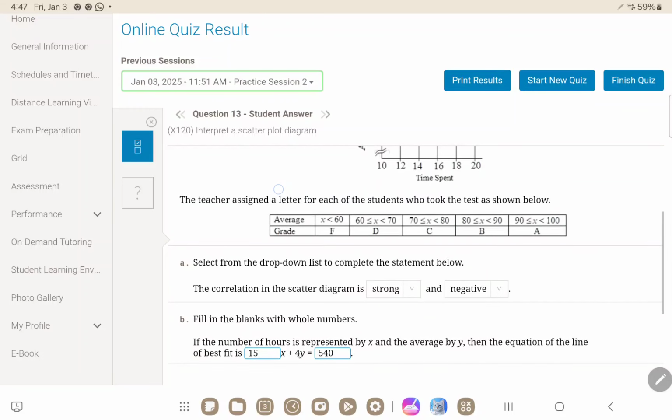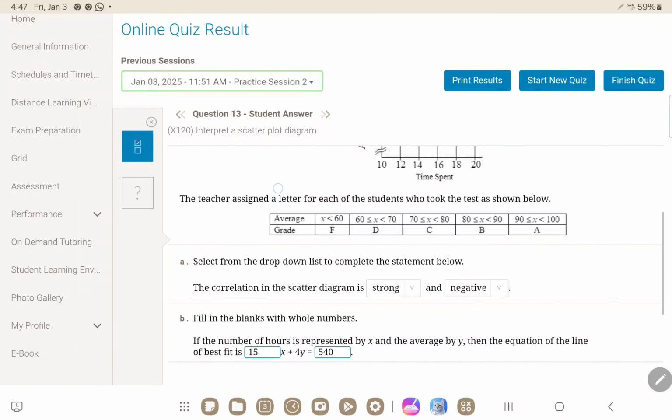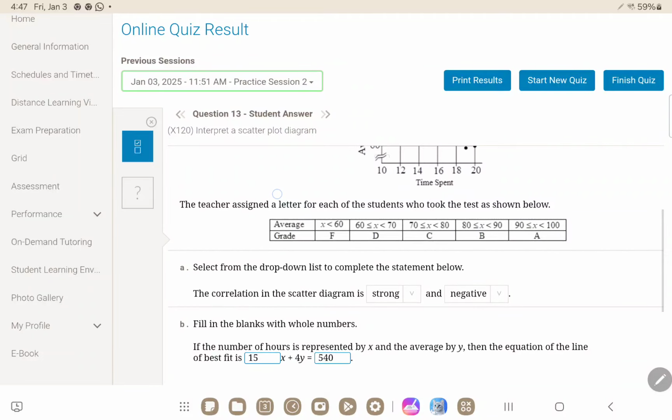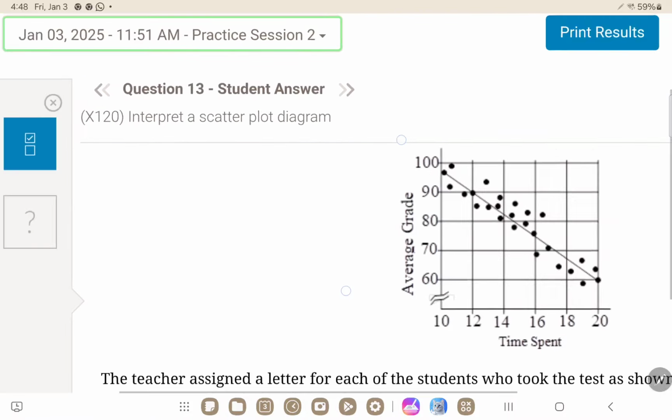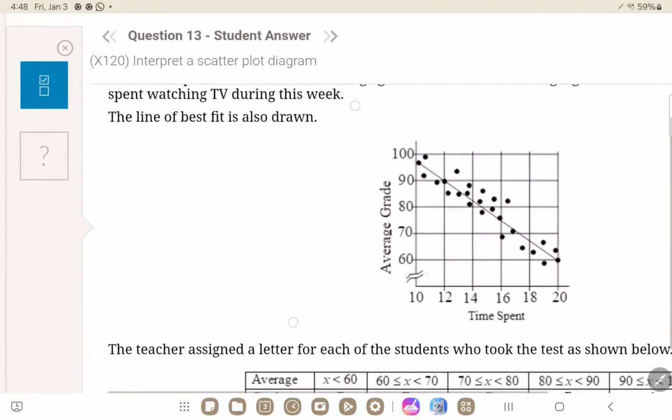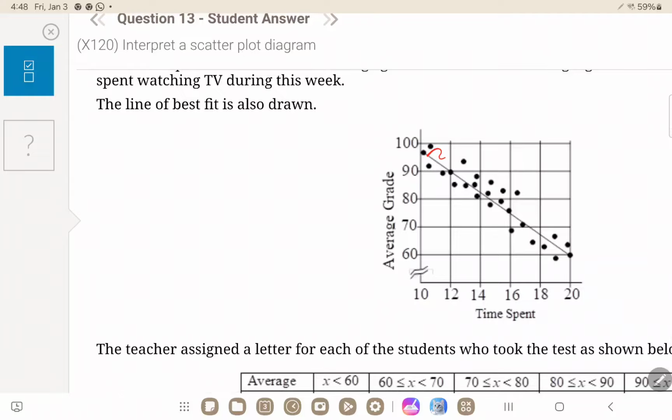Now part B, the number of hours represented by X and the average by Y, then the equation of the line. They want us to find the equation of this line. So, wait, but can I see something? Okay. So to find the equation, we need to use, again, slope. So we need to find 2 points on the line. Here we have this point, it's on the line, it's a distinct point, you can find the slope easily, and this one. So we're going to use both of these points. We need to write down their coordinates, 12 and 90, and 20 and 60.